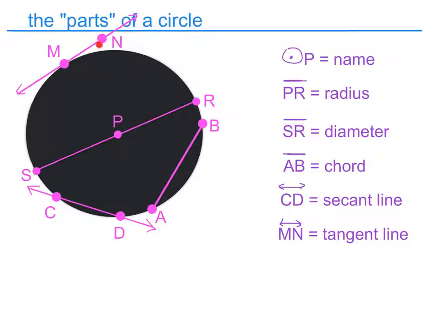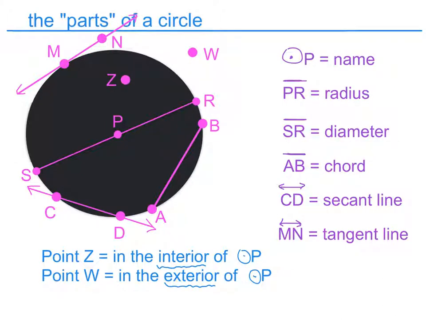This time, if your line only passes through the circle at exactly one point, so it really doesn't pass through the circle, it just touches the circle at one point. Okay, to touch the circle at one point is to be tangent to the circle. So if this line is tangent to the circle at point M, then this line is now called a tangent line.